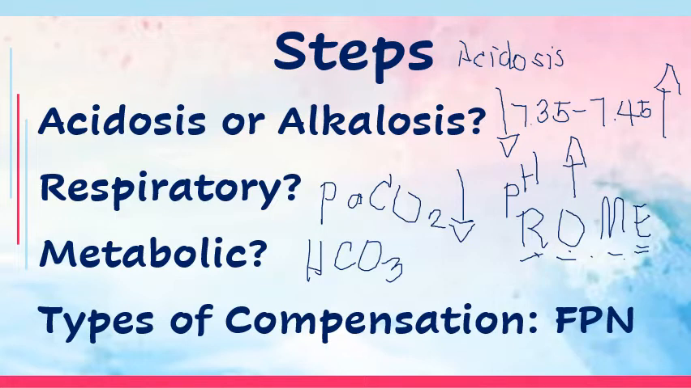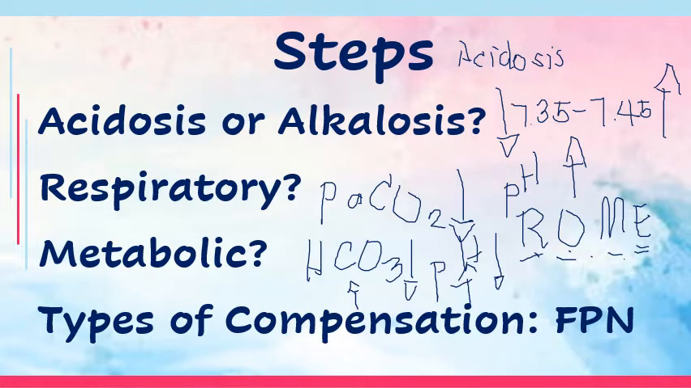On the other hand, for us to know if this is a metabolic problem, you would be comparing the bicarbonate levels with the pH levels. If you see that the bicarbonate level is pointing downwards and the pH is also pointing downwards, you are sure that this will be a metabolic problem. If you can see that the HCO3 is pointing upwards and the pH is pointing upwards, this is a metabolic problem. Now, the type of compensation.